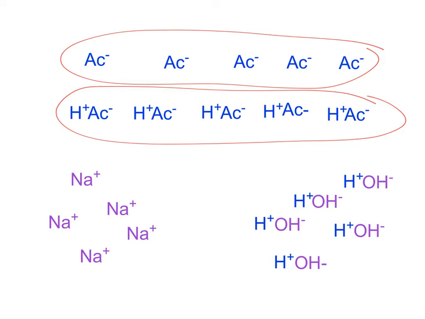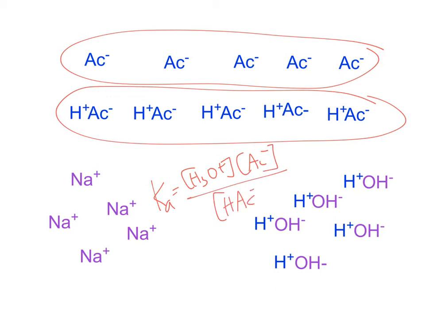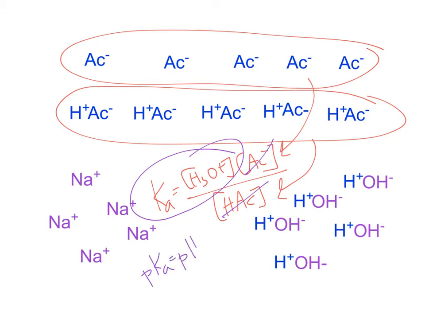So when you do Ka equals H3O plus times Ac minus over HAc, we have the same number of HAcs as we have Ac minus. This happens at the midpoint. So these numbers are going to cancel out, and we end up with Ka equals H3O plus, or pKa equals pH. This happens at the midpoint of the titration because I've gotten rid of enough HAc to produce the same amount of Ac minus as I have HAc.